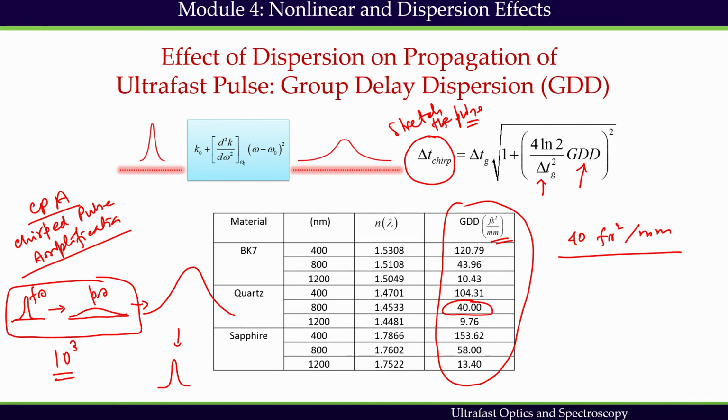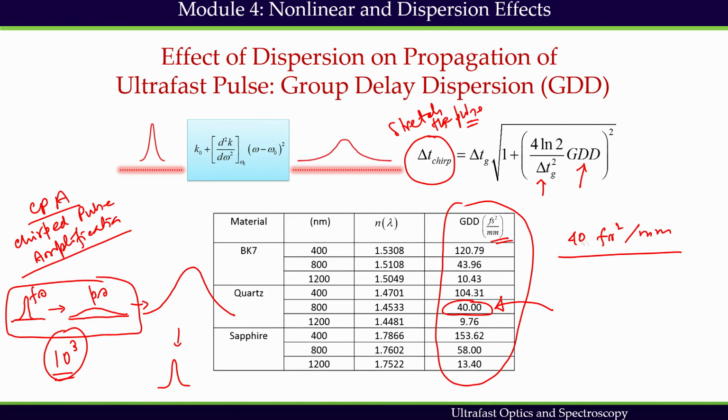Now a chirped pulse can be obtained simply by propagating a short pulse through an optical medium. So one can suggest that, okay, we want to stretch the pulse, we can just propagate the short pulse through a medium such as quartz. That can be a good suggestion, but the problem is that material dispersion does not introduce a big chirp. We need a big chirp so that we can increase the pulse duration by a factor of 10 to the power 3.